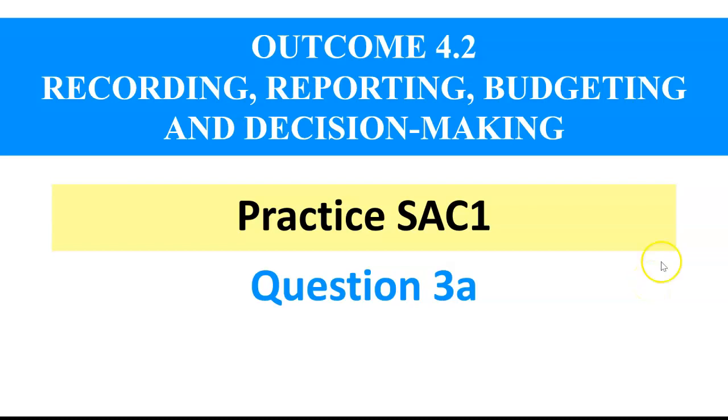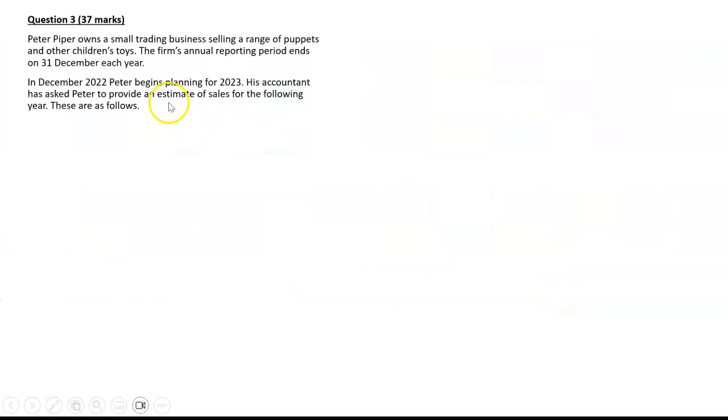Question 3 is a really big budgeting question, and we just want to take it bit by bit. So, there's a lot of information. Peter Piper owns a small trading business selling a range of puppets and other children's toys. The firm's annual report ends on the 31st of December each year.